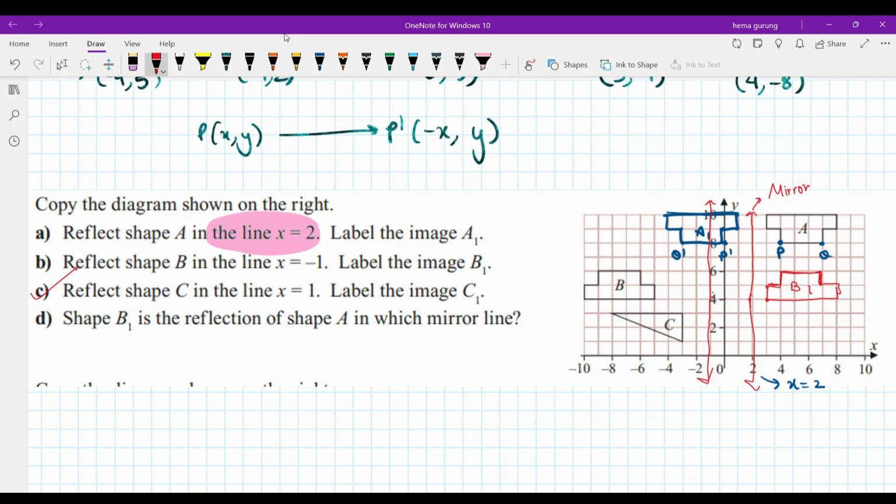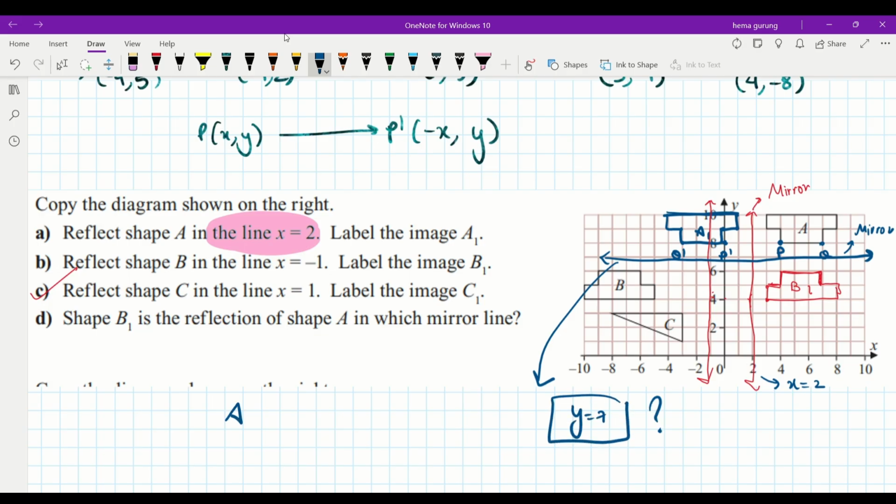Now let's try D. Shape B1 is the reflection of shape A. In which mirror line? Let's find the mirror line. So if you draw the mirror line, this is the mirror line. I think we are reflecting. This will act as a mirror here. So what is this line? Can you name it? Can you tell me the equation of this line? Is it y equals 7? Reflection of A about y equals 7, it's B1.